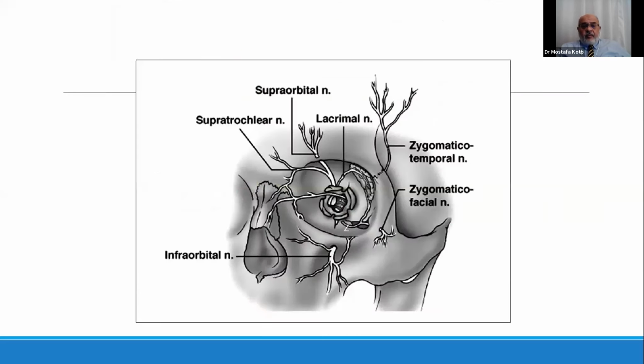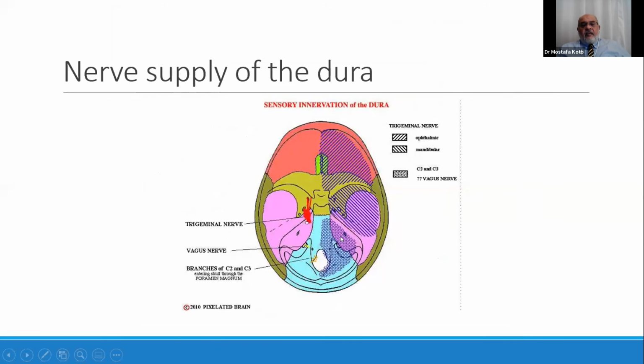But then you'll have a problem of opening the dura, because the sensory supply of the dura does not come from the nerves that supply the face or the head. So you have to block the ophthalmic and the mandibular divisions of the trigeminal nerve, and sometimes you'll even have to block the C2 and C3 rami and the vagus nerve to achieve proper dural anesthesia.